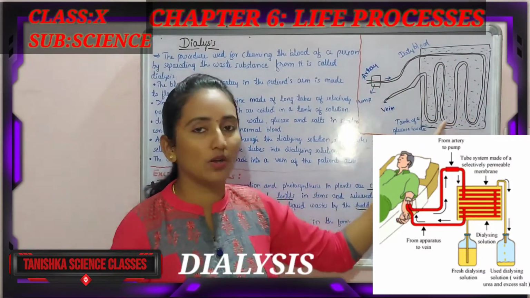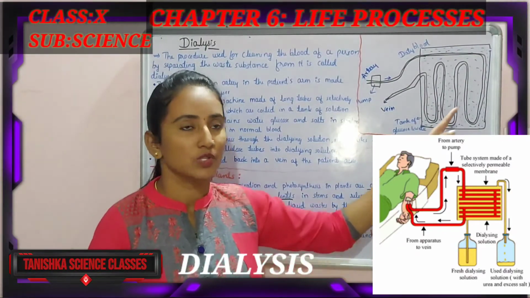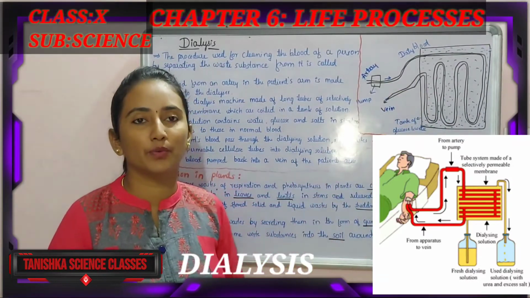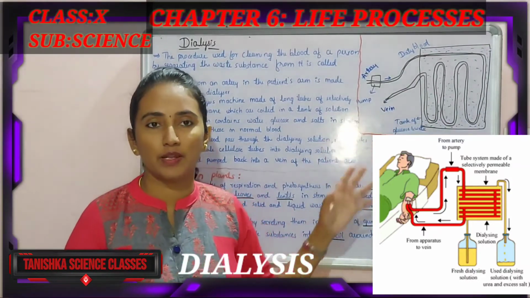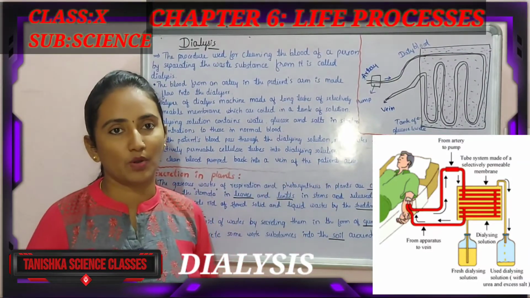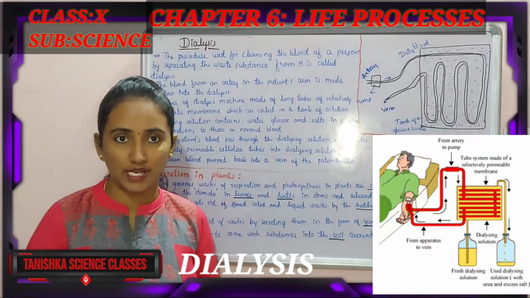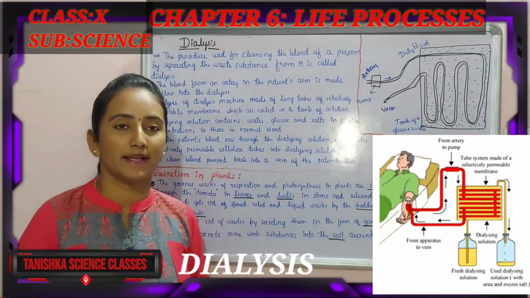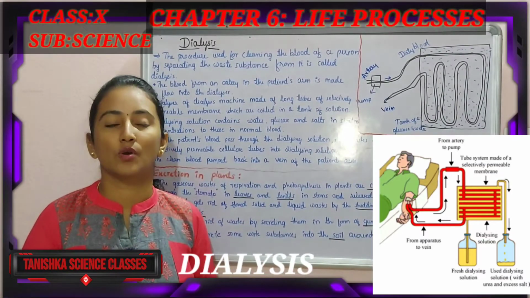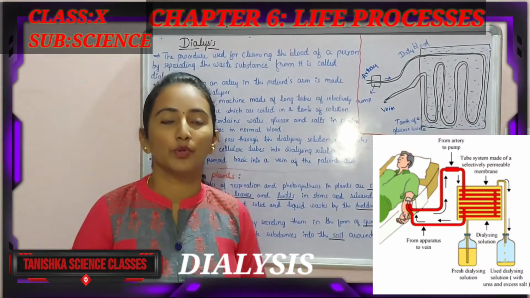Afterwards all the impure substances will be absorbed by the dialyzing solution. Now the purified blood will be connected to the vein of the human. It will be pumped into the vein and transported to the human's body. By that we can purify the blood. It is right. So it is about what? The process of dialysis. It's a very useful process. In case of kidney failure, we can use this process to purify the blood.